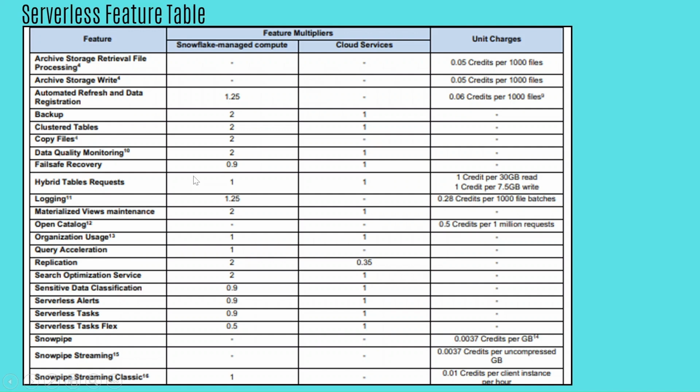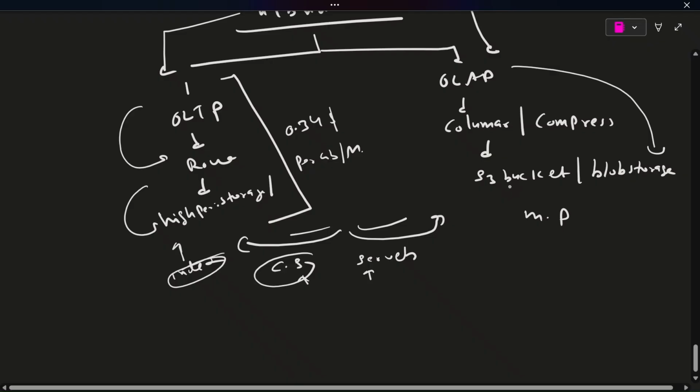Now in this hybrid table, we have Snowflake managed compute 1 and cloud service 1, right? For now, just simply read it. It's 1 and 1. And one credit will be charged for 30 GB read, and one credit will be charged for 7.5 GB write. Got it? It means a simple calculation.